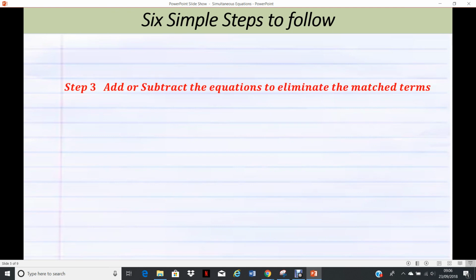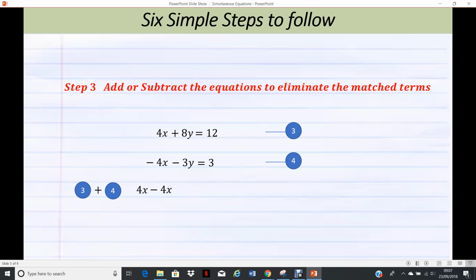Step 3, we need to add or subtract the equations to eliminate the matched terms. In this case it's the x terms. So clearly we need to add these two equations in order for the 4x and the minus 4x to cancel out, and it leaves us with the equation 8 minus 3y on the left equals 12 plus 3 on the right, which reduces to 5y equals 15.